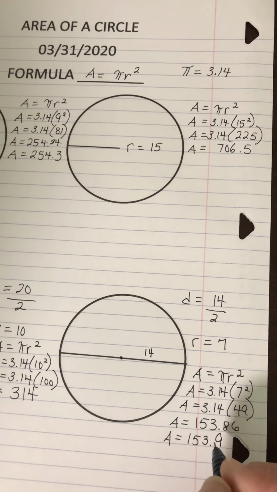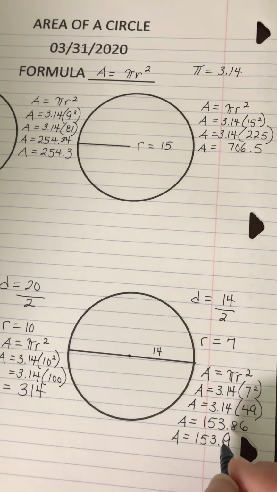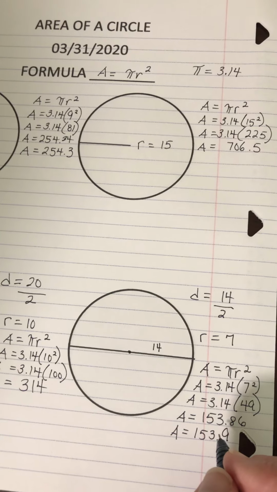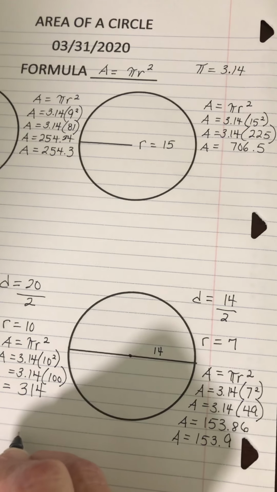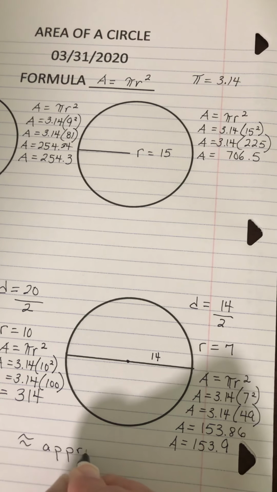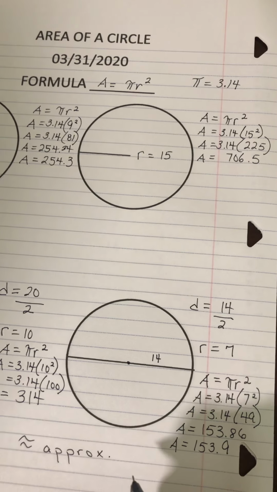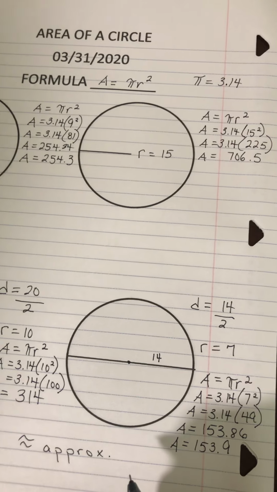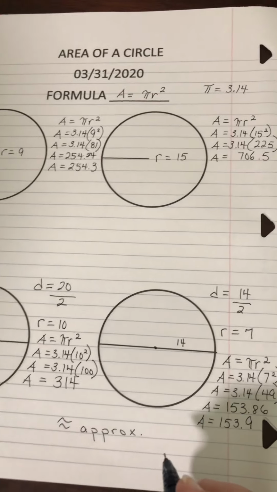So approximately 153.9. Now remember, when you move into high school, you won't see an equal sign when you're rounding. You will see that sign that looks like this, and that stands for approximate. And because I love you all, I'm not going to make you spell out the word approximation.